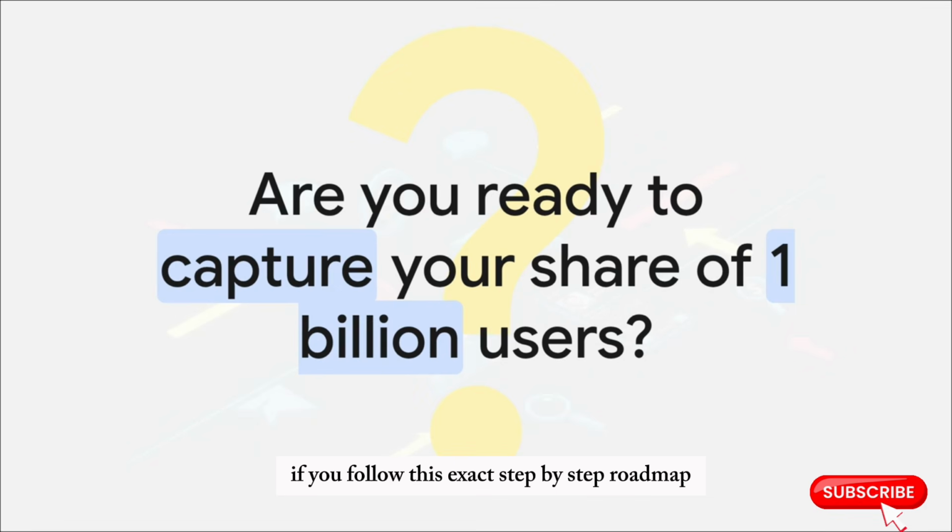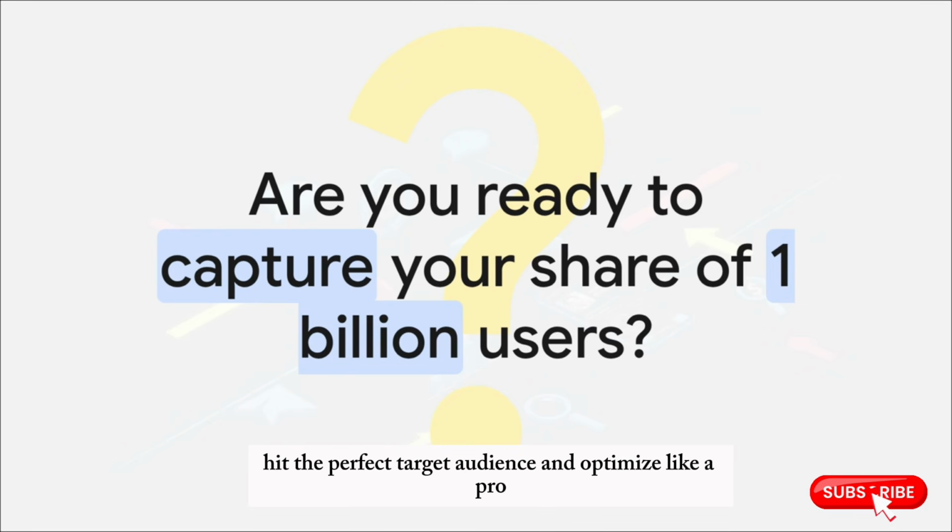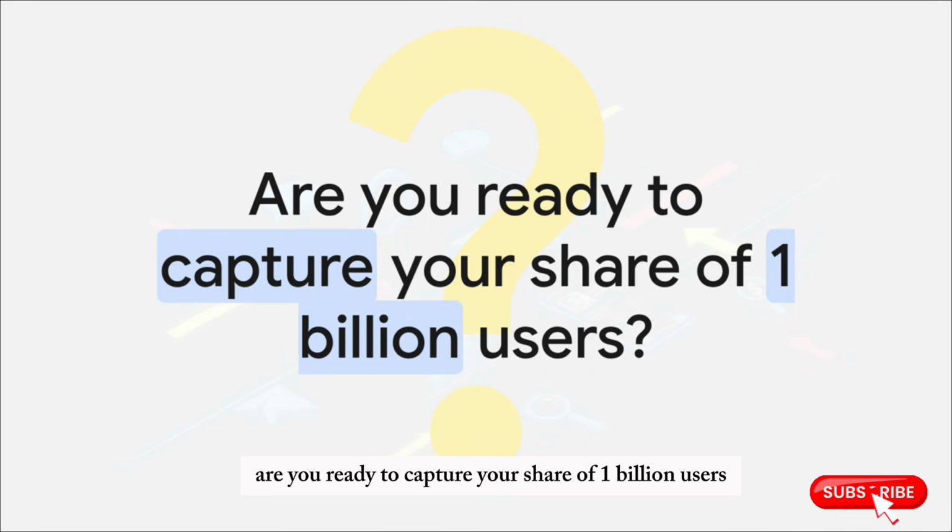If you follow this exact step-by-step roadmap, you completely remove the guesswork. You'll build a totally compliant destination, write razor-sharp copy, hit the perfect target audience, and optimize like a pro. So it all boils down to this final thought for today's explainer. Are you ready to capture your share of 1 billion users? Or are you going to let a few strict moderation rules keep you locked out of the auction? The entire playbook is right there in your hands. Now it's time to launch.